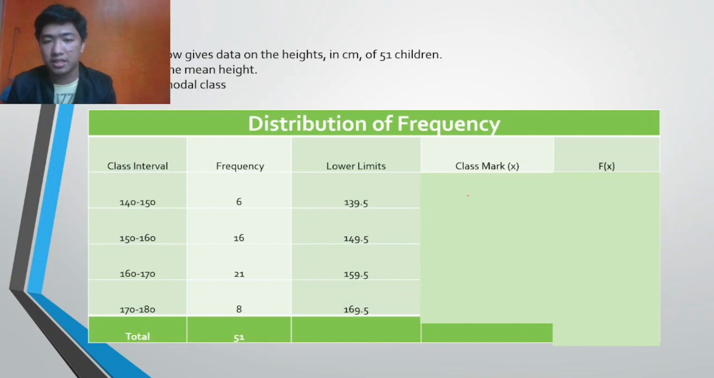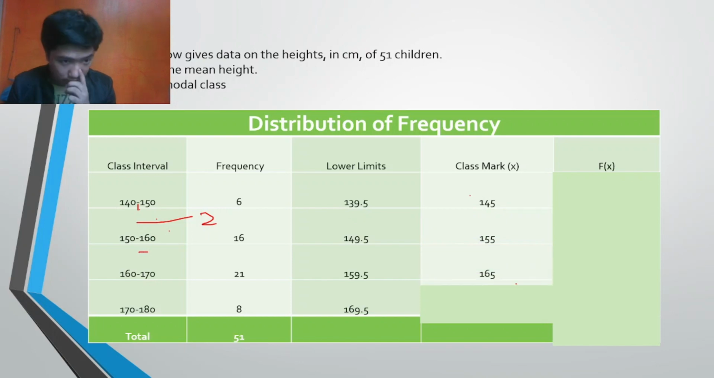Class mark, we get this by adding both interval limits and dividing by 2, which we can call the midpoint for the frequency. So 140 plus 150 divided by 2 sums up to 145. Here again, we add and divide by 2, we get 155. Then here, add both and divide by 2, we get 165. Then here, 170 plus 180 divided by 2, we get 175.